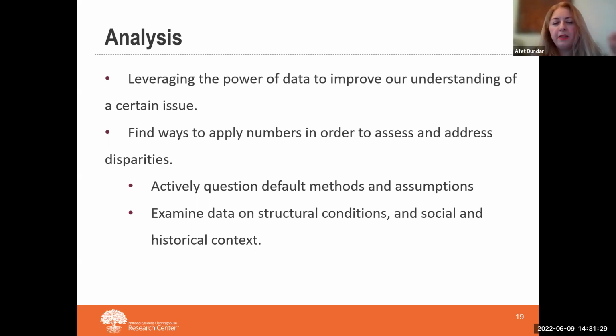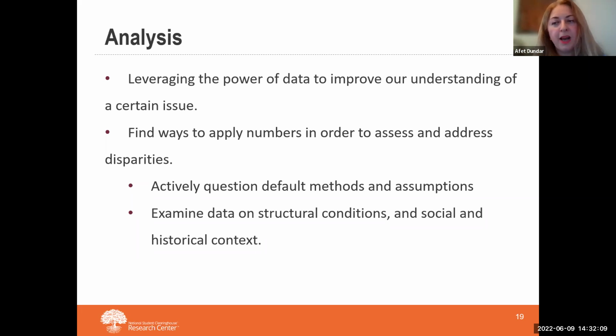But questioning default methods and assumptions, or looking at other things, is about this: when we say, for example, the completion rate is low for this group of students, for Black students or for Hispanic students, what do we mean by that? What does race stand for there? It's a proxy for something else. But we are not doing it, we're not finding that out. What is it a proxy for? What are the things that are at play there?